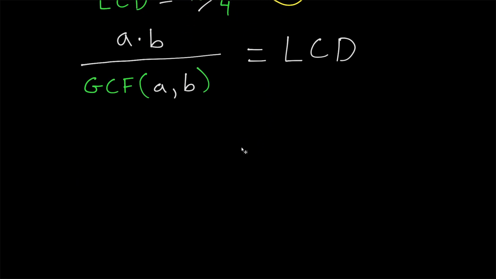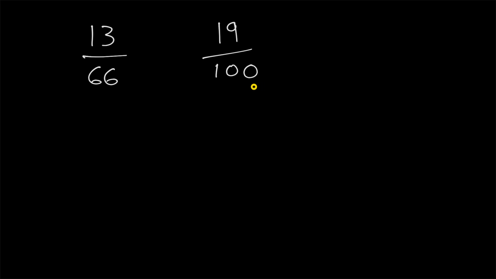So let's have another example. Let's have another example of how to find the least common denominator using the greatest common factor. Let's say you have the two fractions 13 over 66 and 19 over 100, and you had to find the lowest common denominator for these two fractions. Well, the first thing you'd have to do is find the greatest common factor.